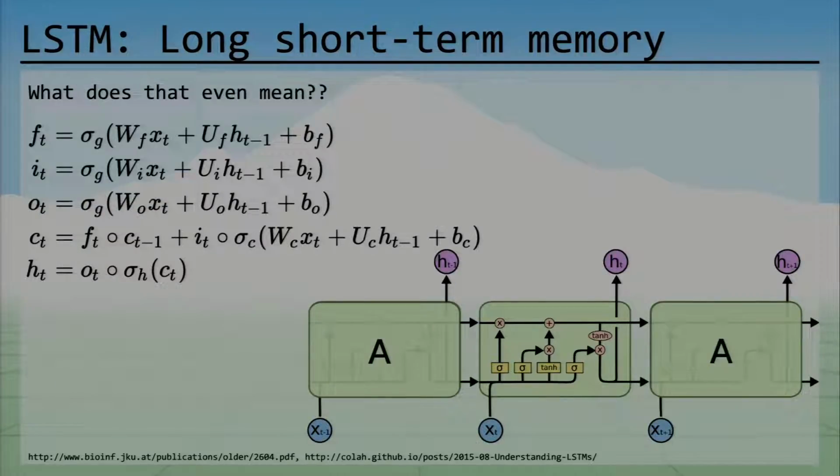And then we have LSTMs, which are long short-term memory networks. I don't understand what long short-term memory is, but we won't worry about it too much. It's a little bit more complicated than GRUs. And like I said, we're not going to go into the details of all of this stuff.